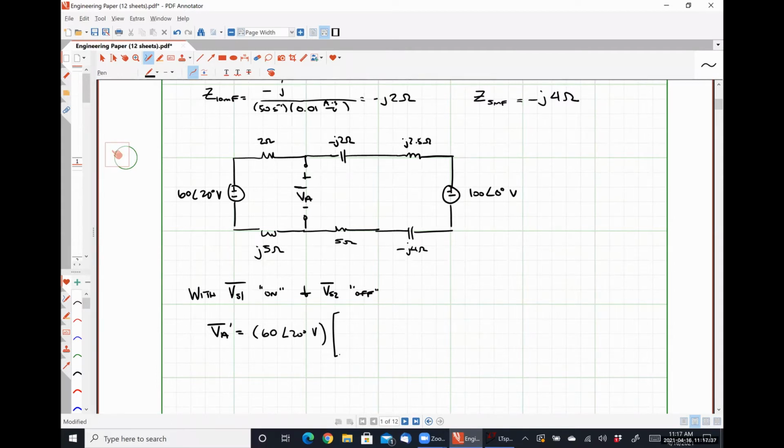So I'm going to be a little bit lazy here. I see 2 ohms in series with 5 ohms, so I'm going to call that 7 ohms. So 7 plus, and it might turn out to be a minus in a second. I have negative j2 in series with positive j2.5, so that looks like 0.5 minus 4, gives me negative 3.5, plus 5 gives me positive 1.5. So plus j1.5 ohms. I did that right. That's just adding up all of those things in series.